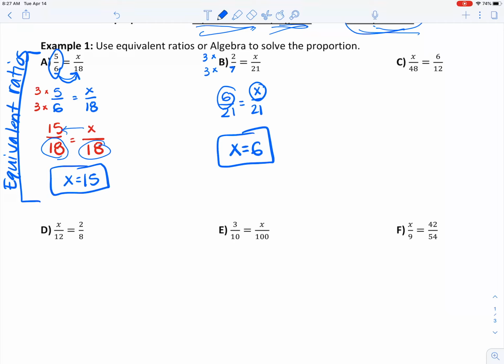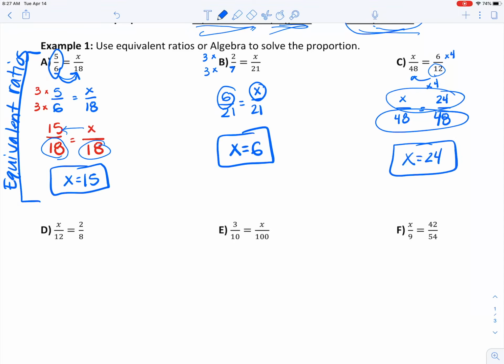And the next one, so here, my smaller number is on the right side. 12 is smaller. I know if I were to take 12 times 4, that equals 48. So if I do 12 times 4, that's 48. What is 6 times 4? That's 24. So that should equal my other ratio, which is x over 48. So what is x equal to? Well, both bottom numbers are 48, so x is equal to 24.